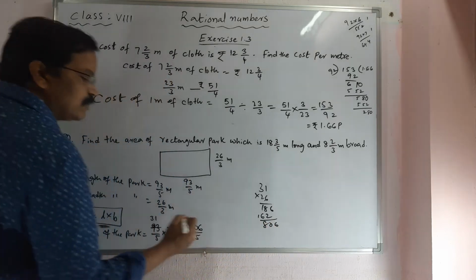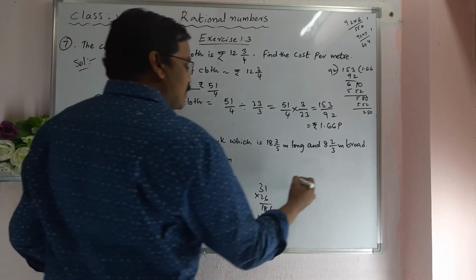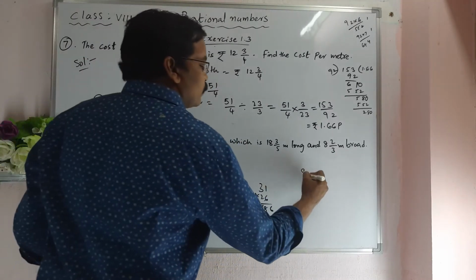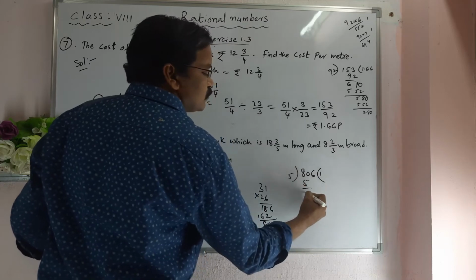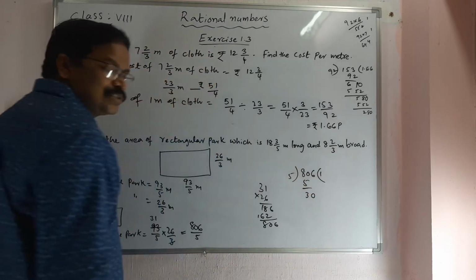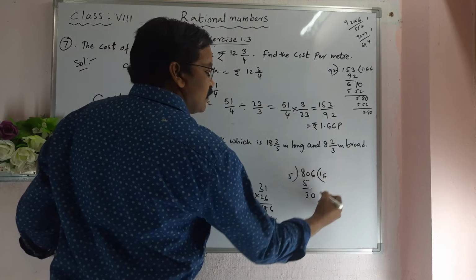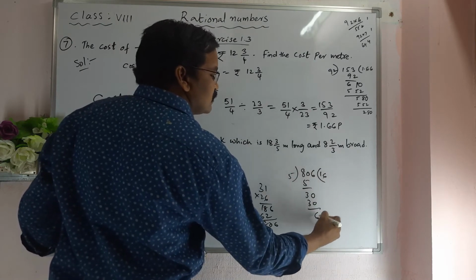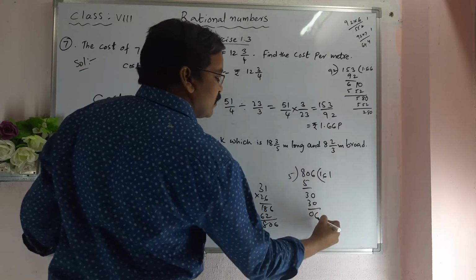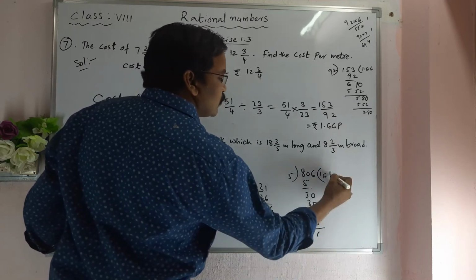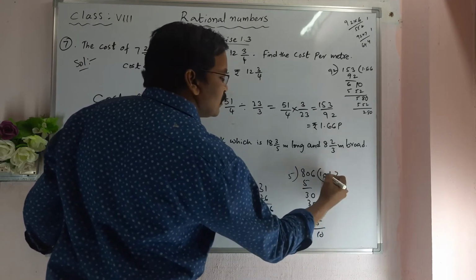806 divided by 5. Let us divide 806 by 5. 1 5 is 5, 3. Drop the next number. 6 5s are 30. 6. Drop the next number. 6. 1 5 is 5. 1.0. 2 5s are 10.